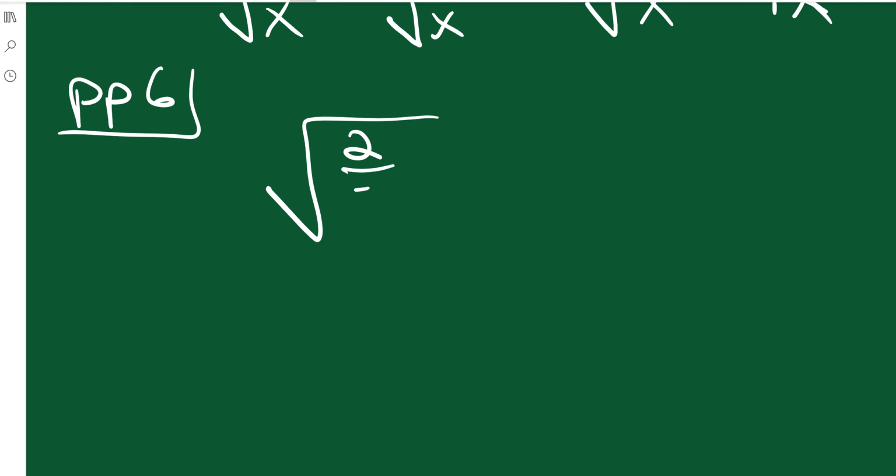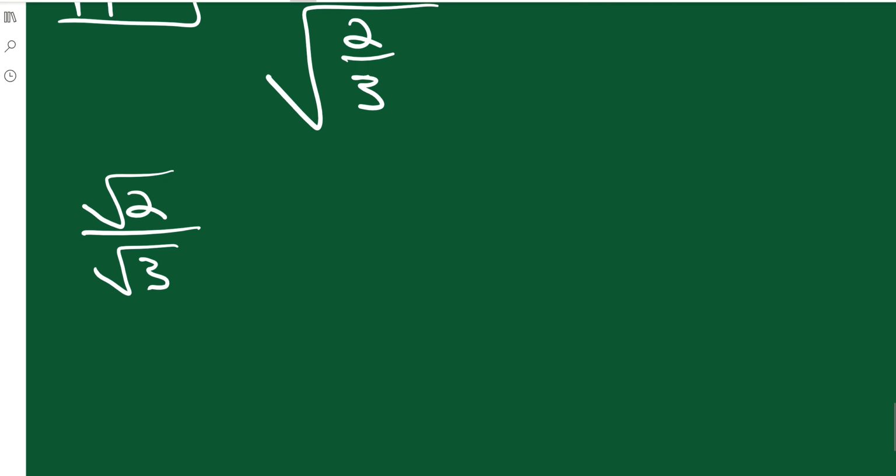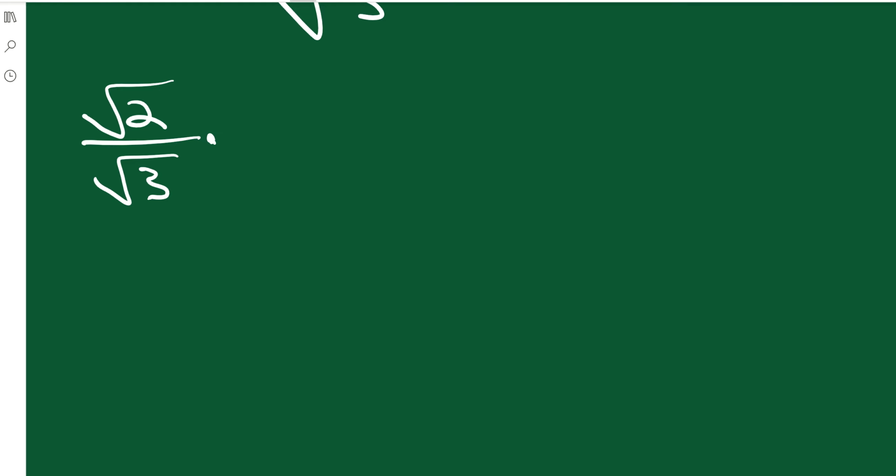So let's go to an example again, and this is number 6, PP6, and we've got the square root of 2 over 3. Okay, so what I want to do is split these up. I want to say what's the square root of 2 over the square root of 3. All right, now my denominator has a radical in it. I can't do any simplifying other than that. So I've got to multiply top and bottom by the square root of 3.